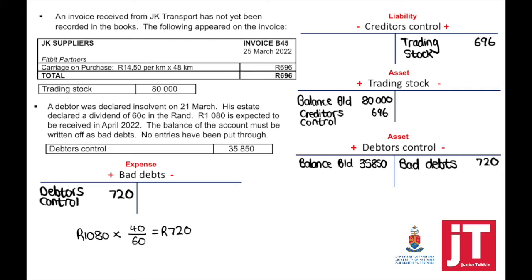Be very careful. It's expected to be received in April 2022, which is outside of our accounting period. We cannot debit bank and credit debtors control if we haven't received the money yet. Therefore, that amount that is still going to be received by the debtor is going to stay part of that balance in the debtors control. So we're only showing the bad debts that will be written off.